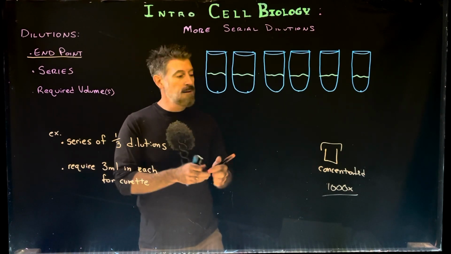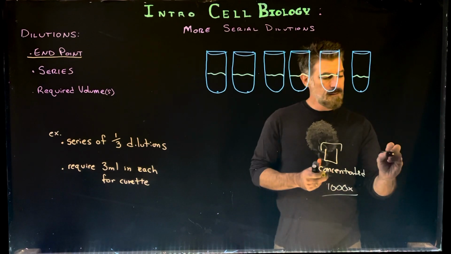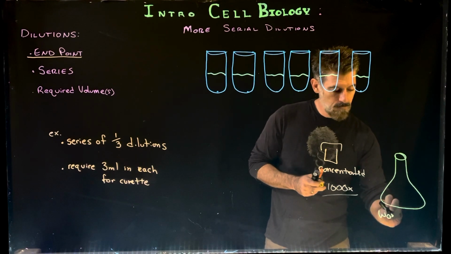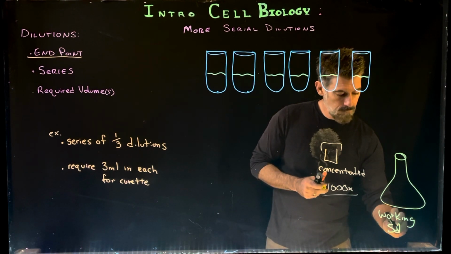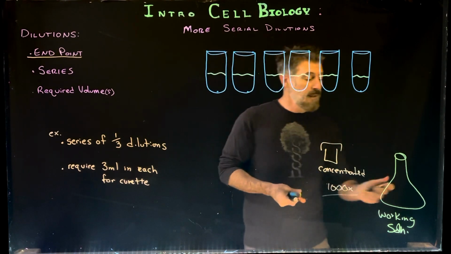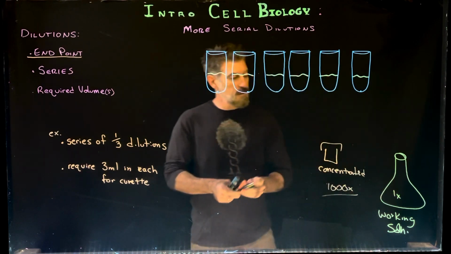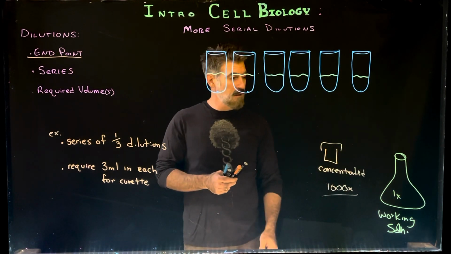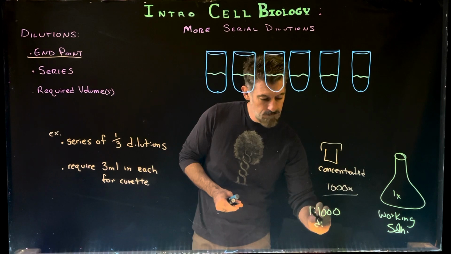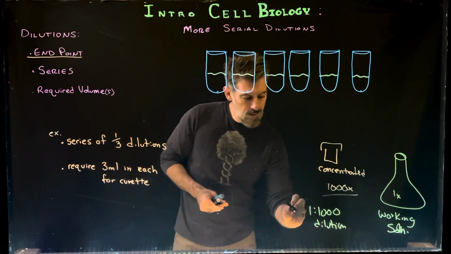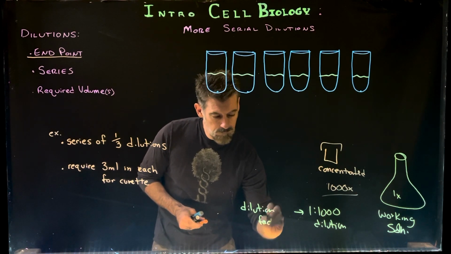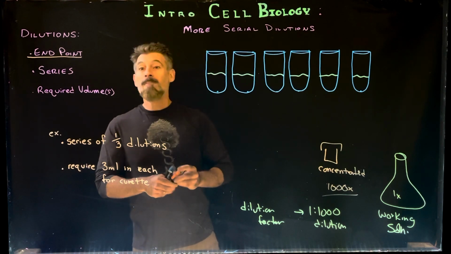And now to work with it, what you need to then generate is your working solution. And the working solution is usually going to be specified, it'll tell you what it is. But in this case, it would say it's a 1x solution. So this is 1,000 times concentrated. This is 1 times concentrated. So you have to dilute it. You have to create a 1 to 1,000 dilution. And that amount here is then referred to as our dilution factor. And there are a bunch of different ways you can do this.